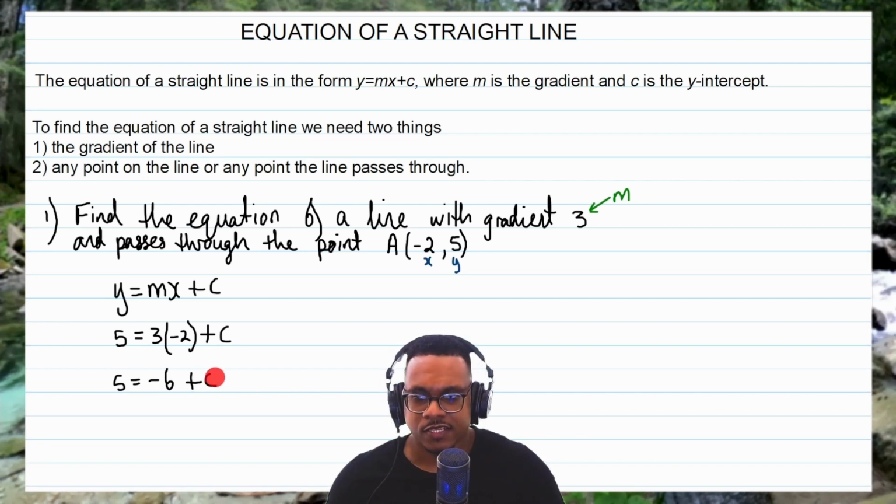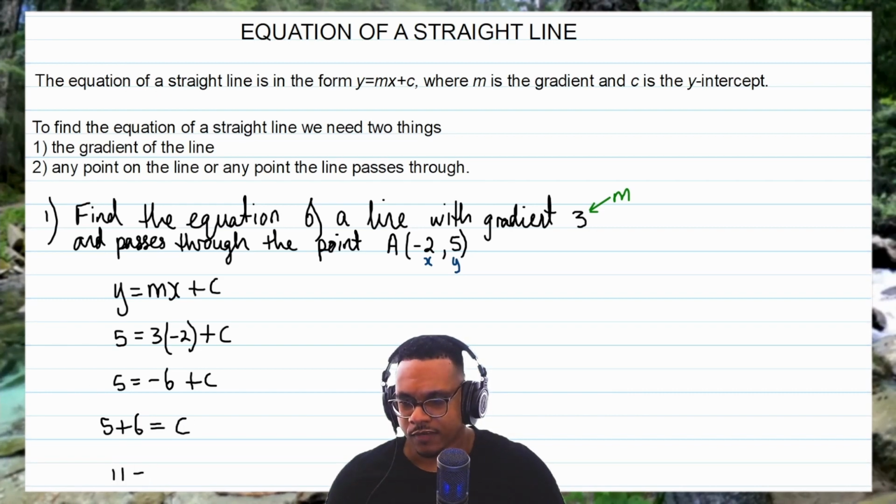So now we have c as the only unknown, so I'll be solving for c, which is the y-intercept. I'll transfer this -6 across the equal sign, and the sign in front of it will change from negative to positive. So I'll have 5 plus 6 is equal to c. So we have c being equal to 11.